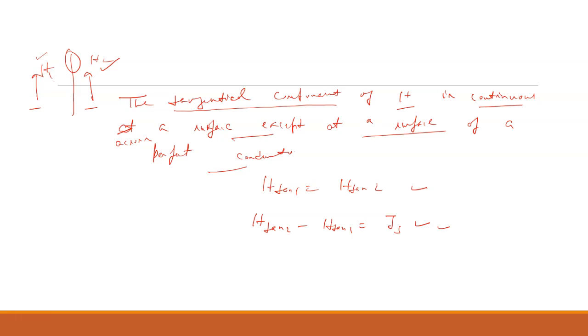I have discussed this in my previous video lecture on the first boundary condition related to the electric field. I will share it in the description box. So H tan 1 equals H tan 2, they are continuous, equal. But at the surface of a perfect conductor, they are not equal, not continuous. Then H tan 2 minus H tan 1 equals Js, or H tan 1 minus H tan 2 equals Js, if we take the magnitude only.